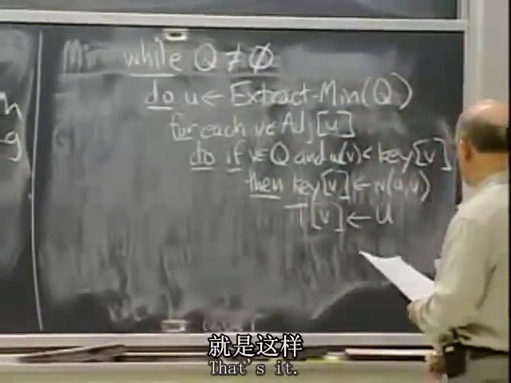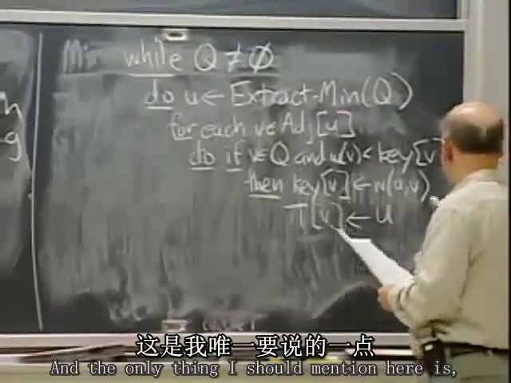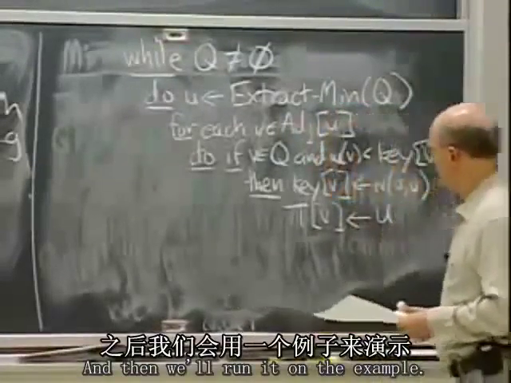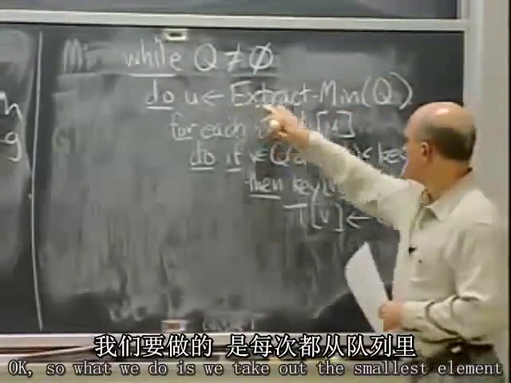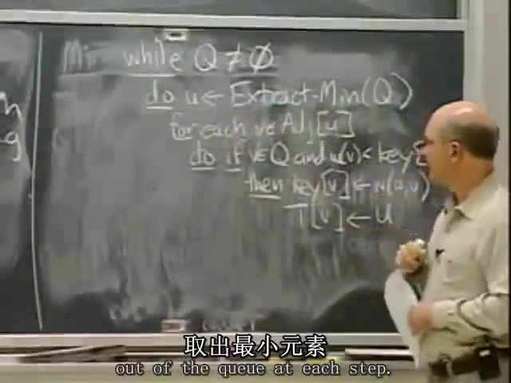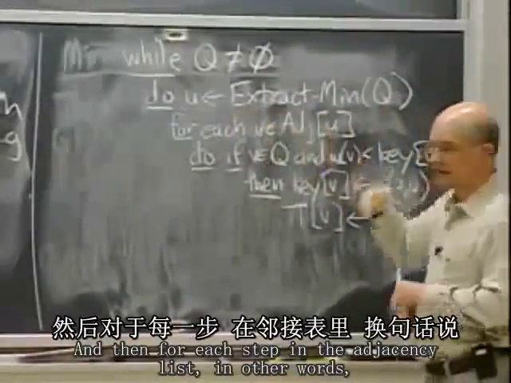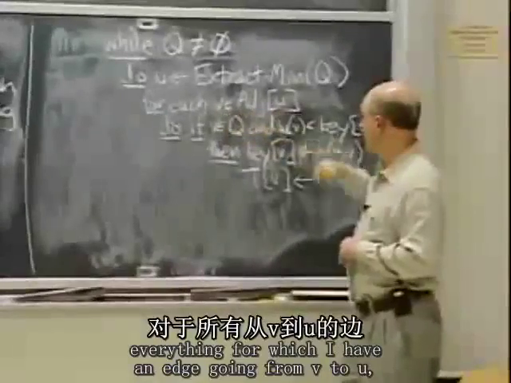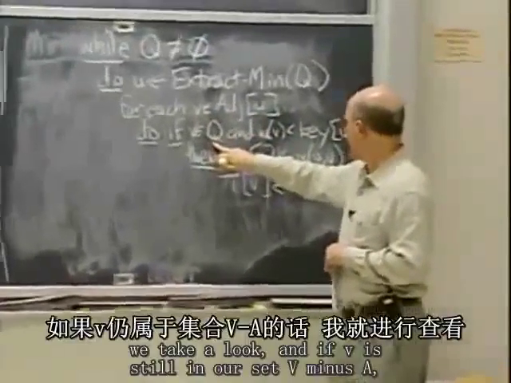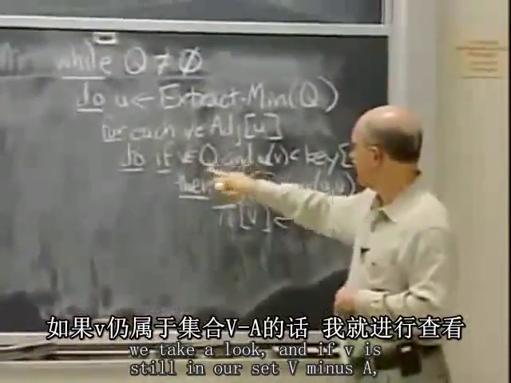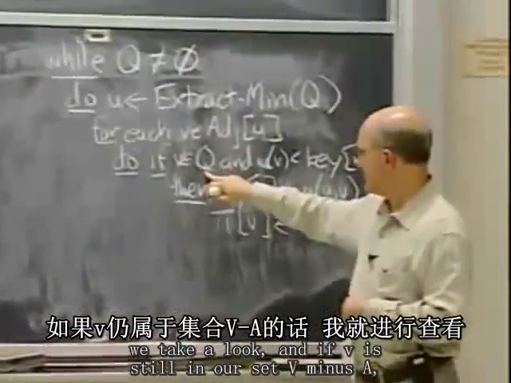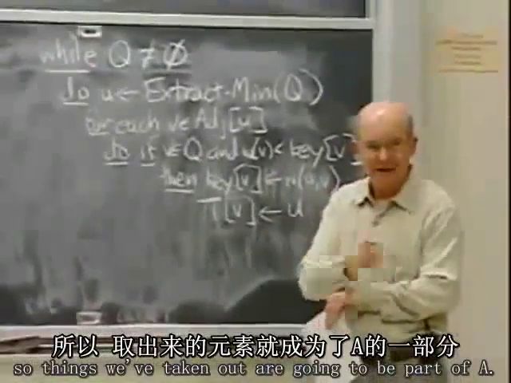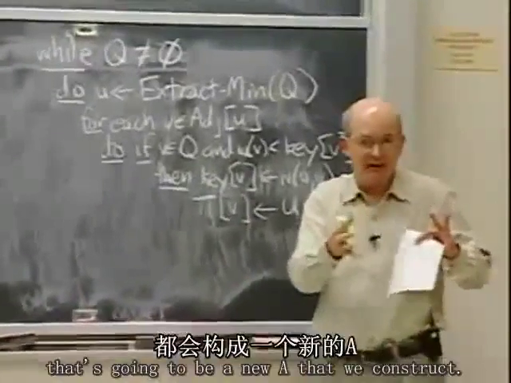The only thing I should mention here is, let's just see what's going on here, and then we'll run it on the example. What we do is we take out the smallest element out of the queue at each step, and then for everything in the adjacency list, in other words, everything for which I have an edge going from V to U, we take a look, and if U is still in our set V minus A, so things we've taken out are going to be part of A. Every time we take something out, that's going to be a new A that we construct.